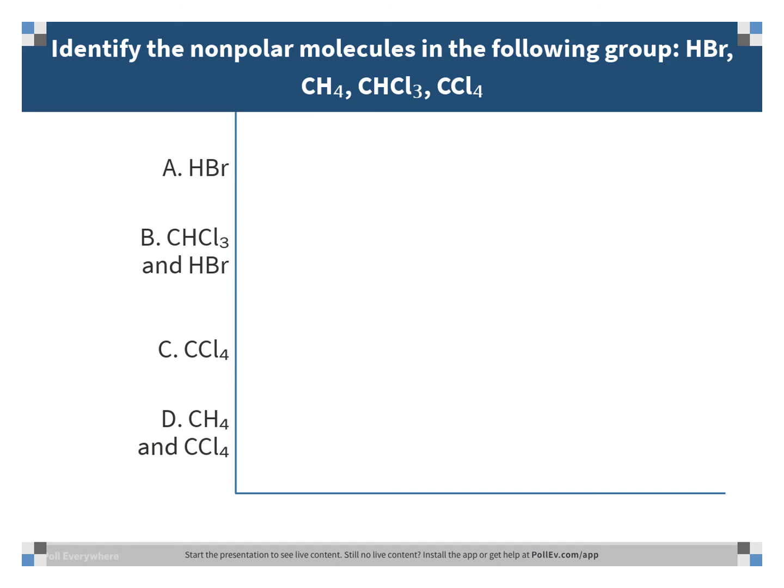The correct answer is D, CH4 and CCl4. Both of those molecules have no lone pairs on the central carbon atom, and all four atoms around the carbon are the same element as each other, so they are both nonpolar. HBr is polar because all it has is a polar bond. It does not have any other bonds that could cancel it out to make the molecule nonpolar overall. CHCl3 is polar because the terminal atoms are not all the same.